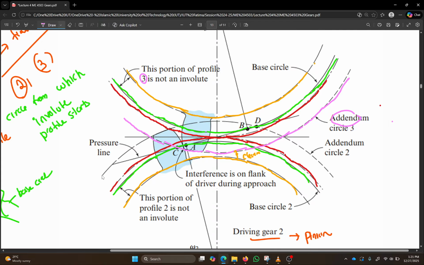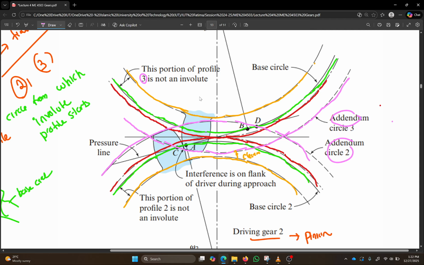And this is obvious. So this is the addendum of gear 2. Okay. So these are the things that you need to know. Now, if you have actually marked this out, let's look for other things.